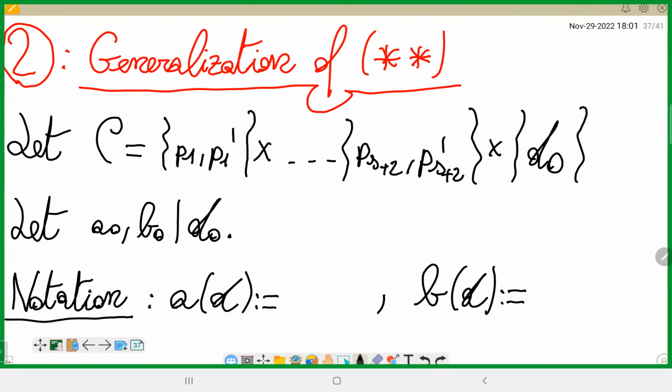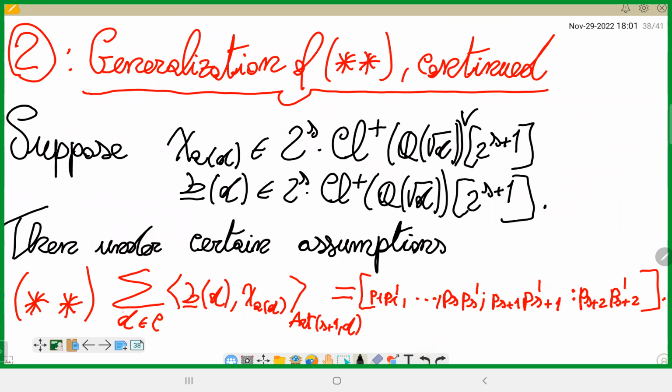And the generalization of star star will be basically very similar. You have here P1 of D times H0, PS+2 of D times B0. And then you have these two divisors, and then essentially the star star becomes that the sum over a cube is equal to this higher Rédei symbol involving only the moving primes in the cubes.